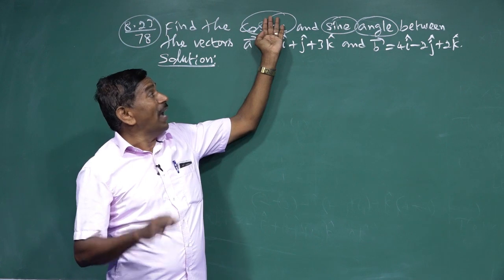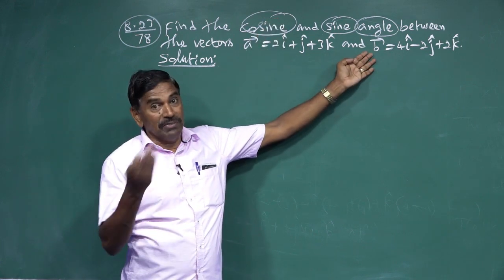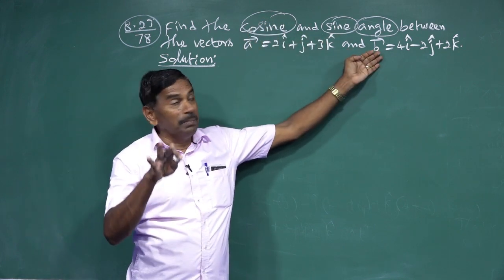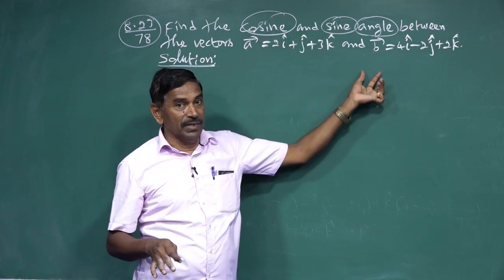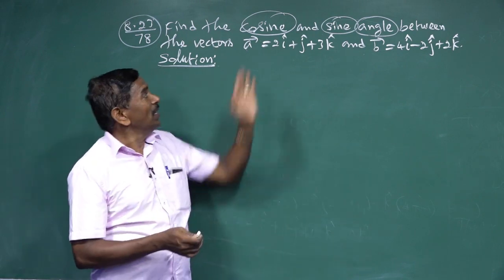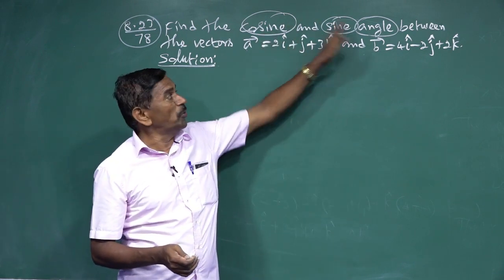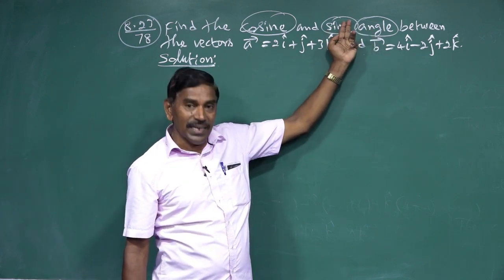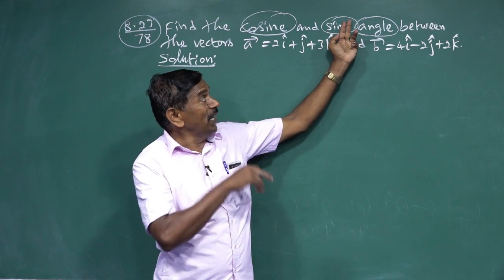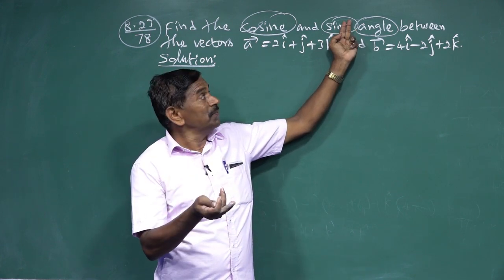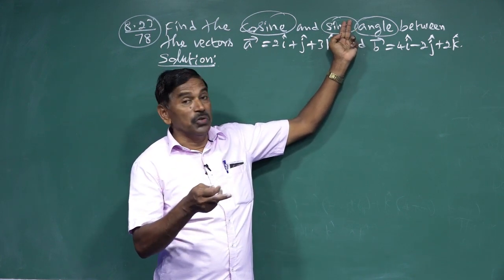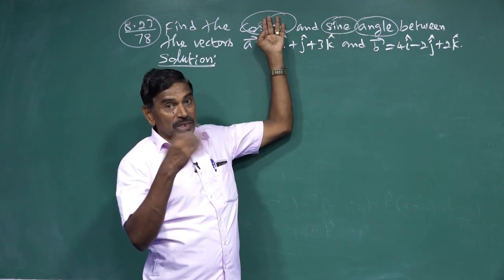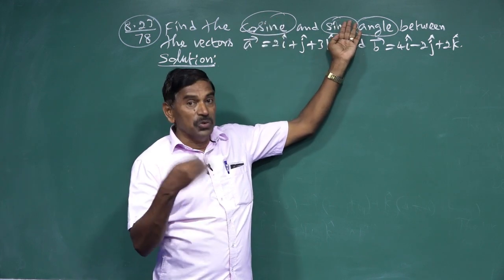The angle between A vector and B vector is given by the formula cos theta is equal to A vector dot B vector divided by modulus A vector into modulus B vector. First case over. Here it is part 1, it is part 2. There are two parts. Second, sine angle means sine theta. For sine theta, we want to use cross product. For cos theta, use a dot product. For sine theta, use cross product.